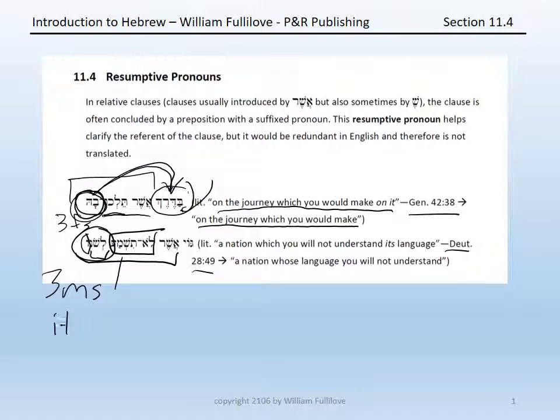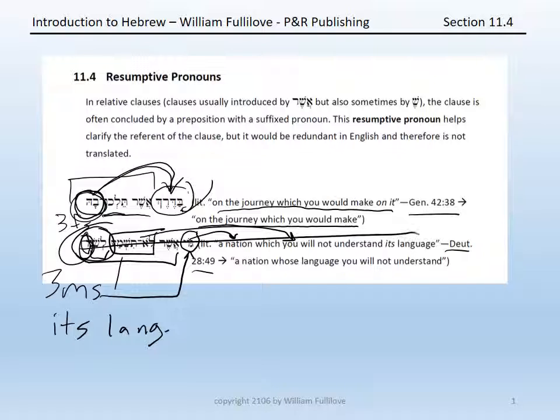So its language. Well, whose language? Well, o, the third masculine singular suffix, agrees with goy, the masculine singular noun nation. So woodenly and literally, this would be translated a nation which you will not understand its language. But again, in English, that would be very redundant. So in English, we simply translate a nation whose language you will not understand.